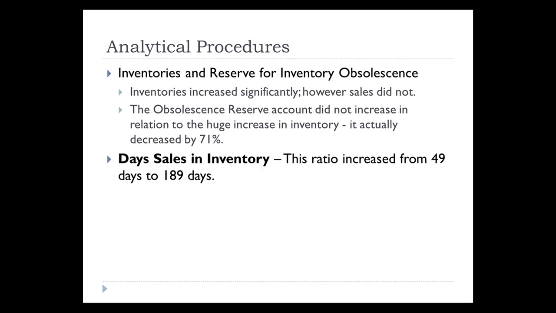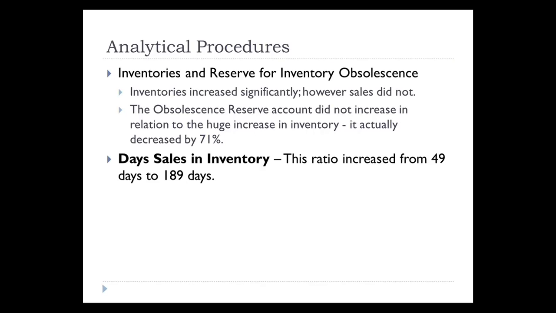The obsolescence reserve did not increase in relation to the huge increase in receivable. In fact, the obsolescence reserve decreased by 71%. That relationship doesn't make sense, given that when we compute the days sales in inventory, we see that inventory goes from 49 days to 189 days. Those are huge red flags of potential problems. The valuation of inventory is possibly incorrect. It's not reflected appropriately in the financial statements.